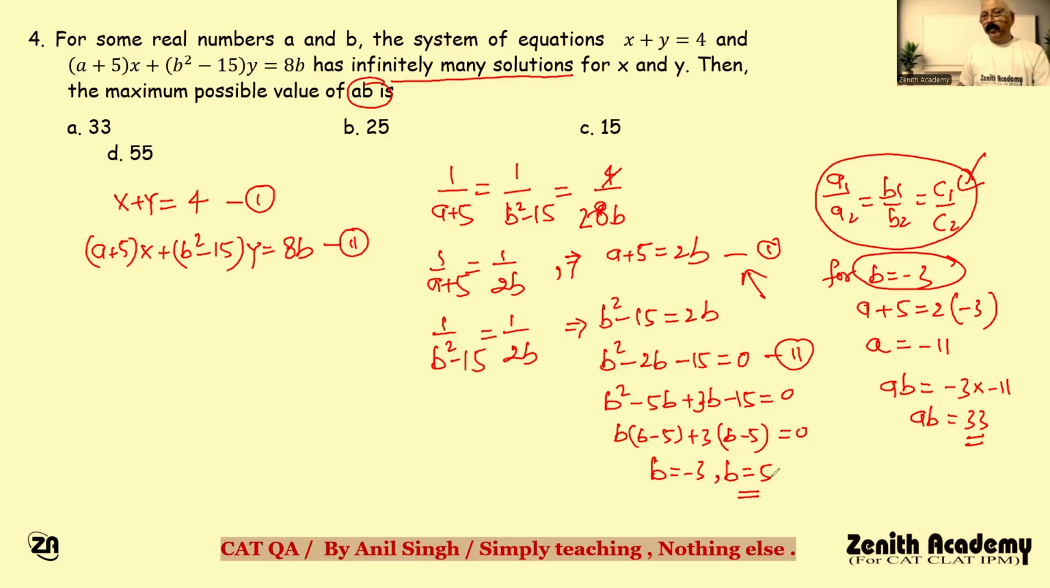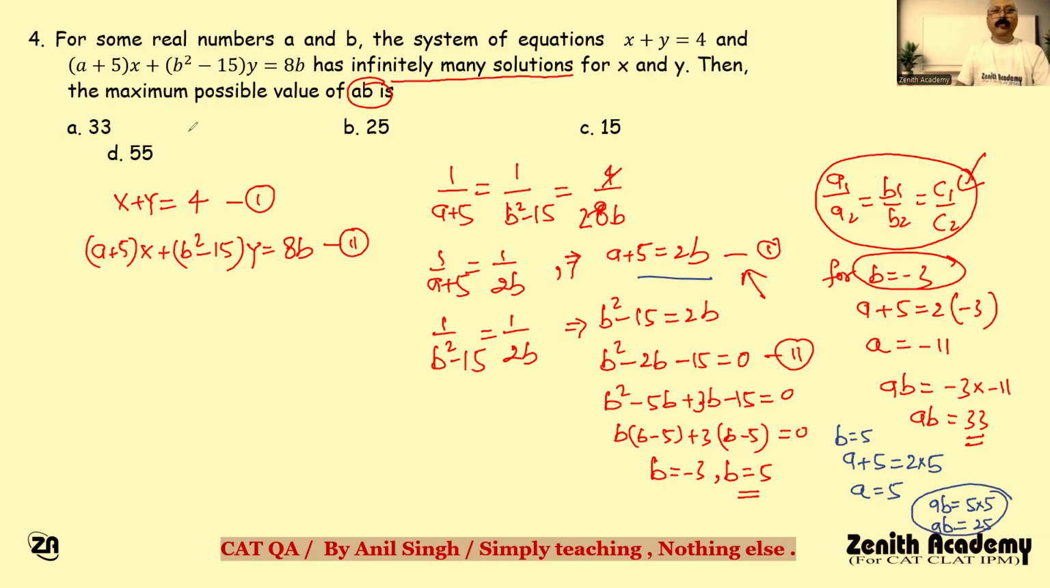Another value you have is b is equal to 5, so check it also. If I take this value of 5, then a plus 5 is equal to 2b. So here 2 into 5, so this time it is 10, so a is equal to 5. So for b is equal to 5, a is 5. In this condition, ab is 5 into 5, 25.